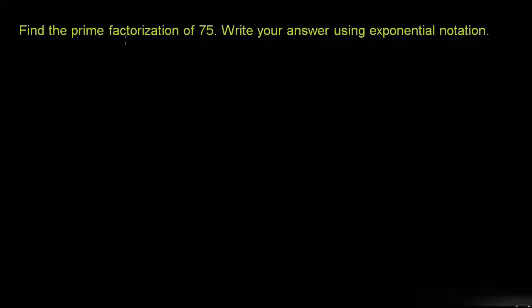Write the prime factorization of 75, and write your answer using exponential notation. So we have a couple of interesting things here: prime factorization, and they say exponential notation. We'll worry about the exponential notation later. The first thing we have to worry about is what even is a prime number. Just as a refresher, a prime number is a number that's only divisible by itself and 1.